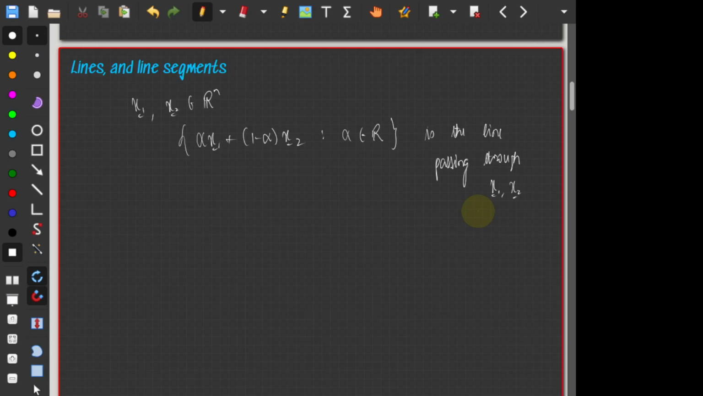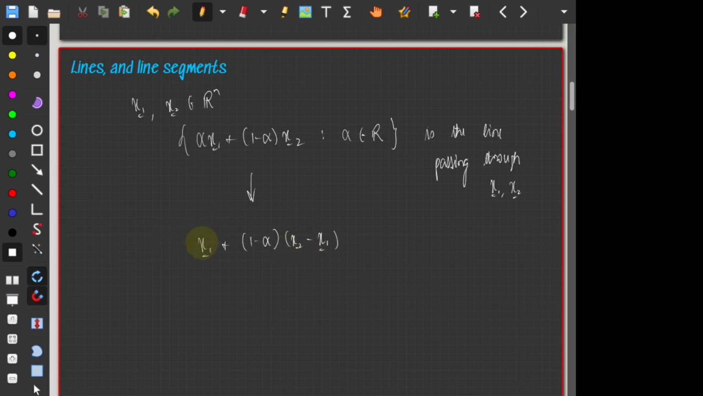So right now it's a set, right? Yeah. You can reread this as x2 plus alpha times x1. Correct. So the line is passing through x2 and its direction is there. So I can write this as x1 plus (1 minus alpha) times (x2 minus x1).